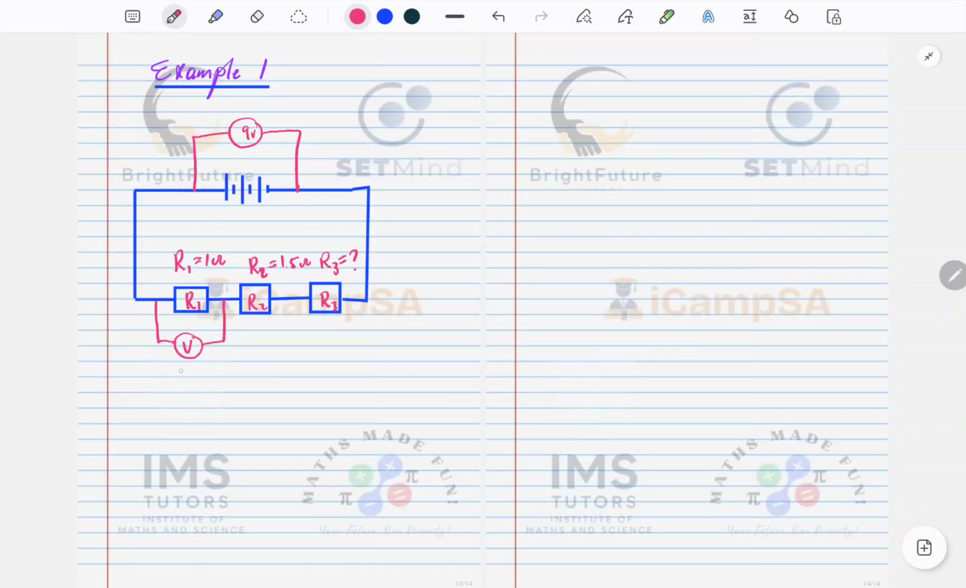Okay, let's say here we have 2 volts. And then here we have 3 volts. And then here we don't have anything. We don't know. So we need to find what is the V here.